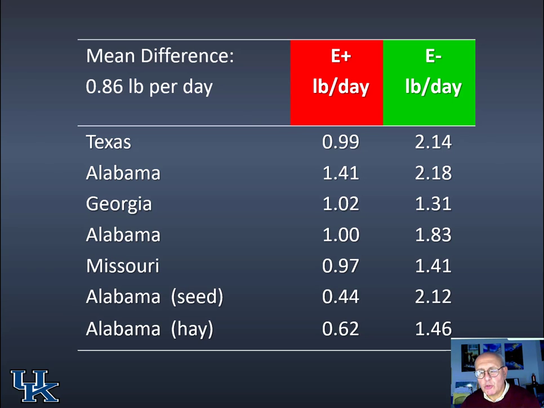I want to use several graphs here and do them quickly just to show you some differences in magnitude of performance, because I think it's important to know in your mind, are we talking a small difference in performance or large? This is a list of studies where steers were given toxic E+ tall fescue of some kind to eat versus non-toxic E-. The difference averaged across all these studies is 0.86 pounds per head per day, highly significant.